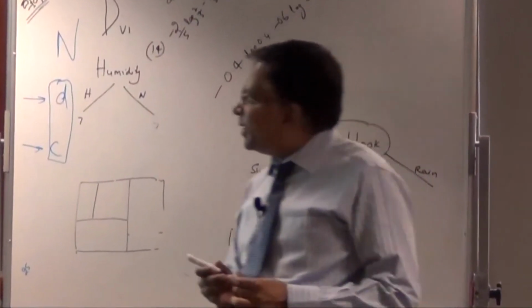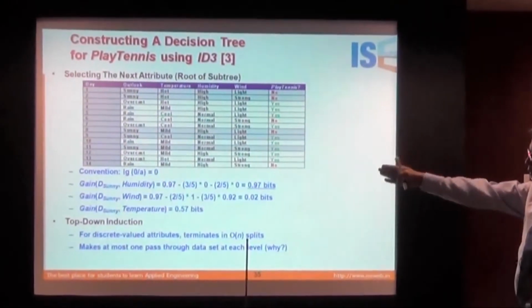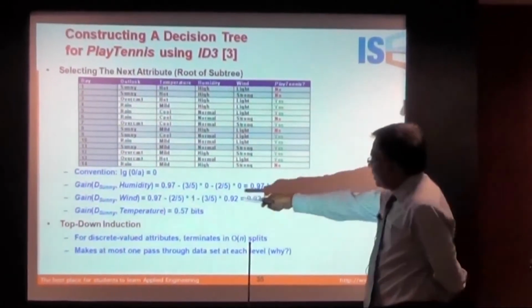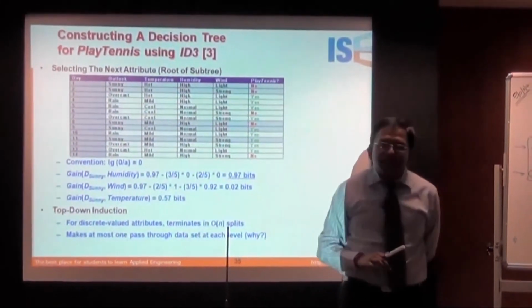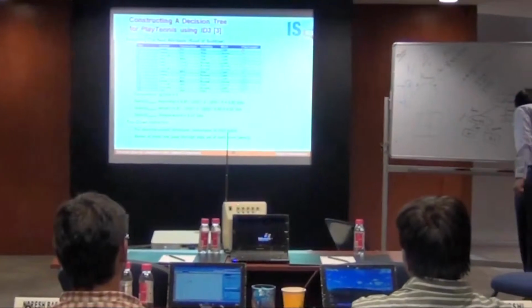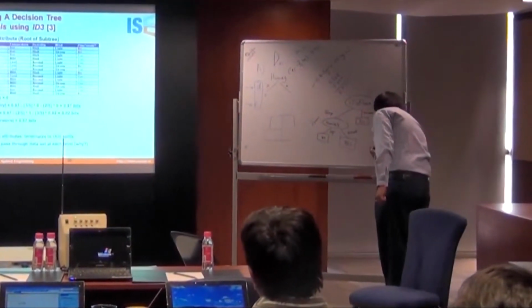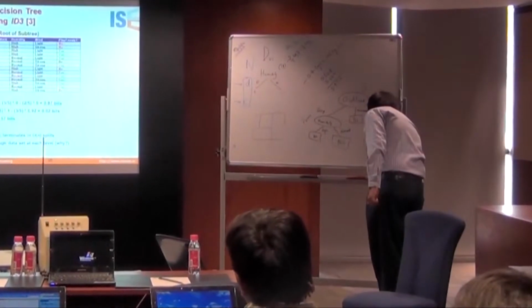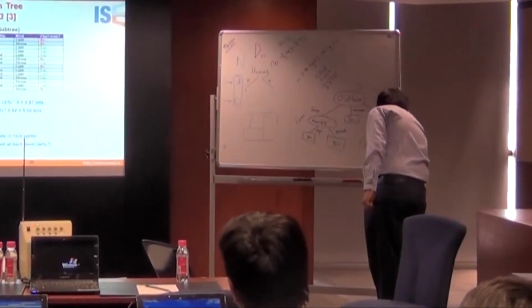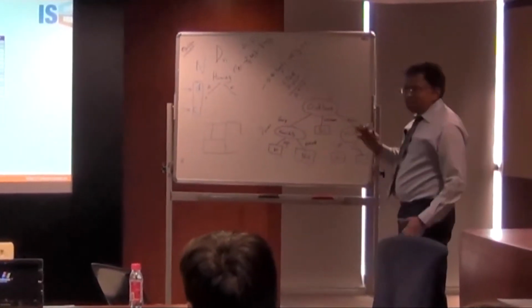Then we are left with only rain. So when you do a D rain with wind, you will get exactly this equation. You will get 0.97 bits of gain. So there is really no better test. So we do light and strong, and light will give us yes, strong will give us no. This is the overall decision tree we built.